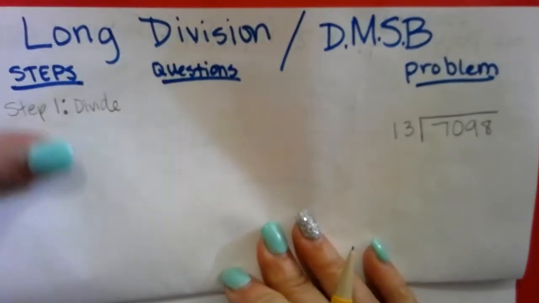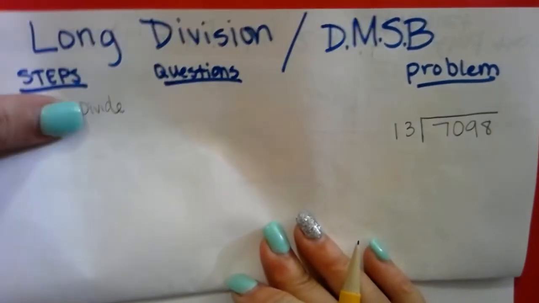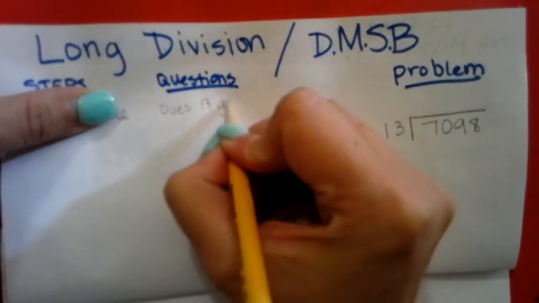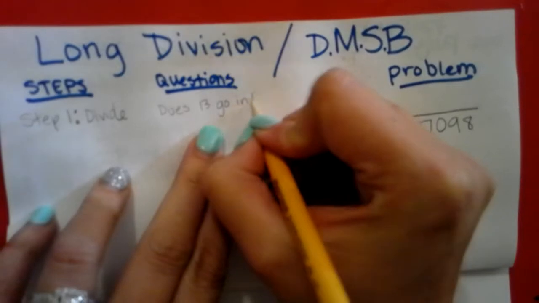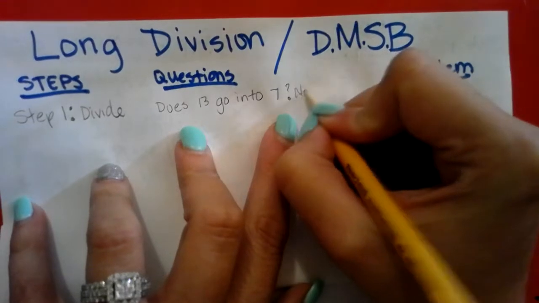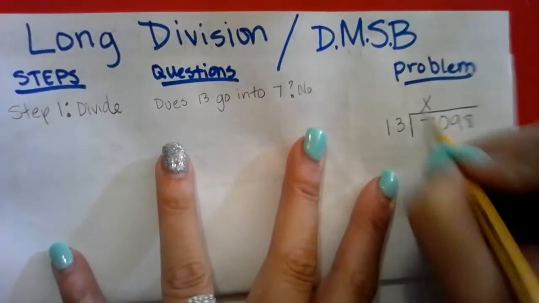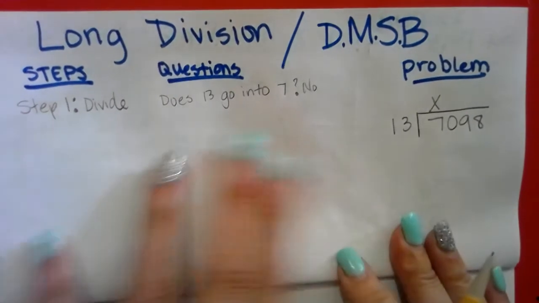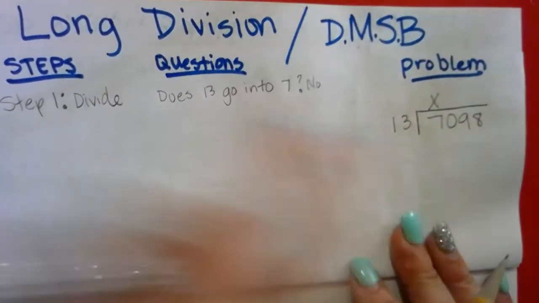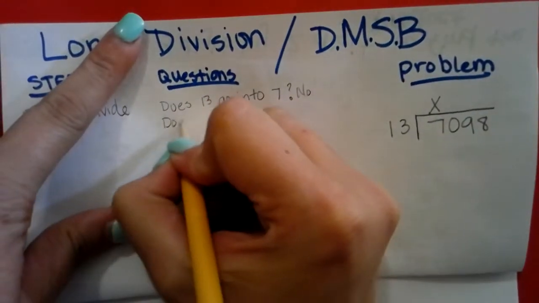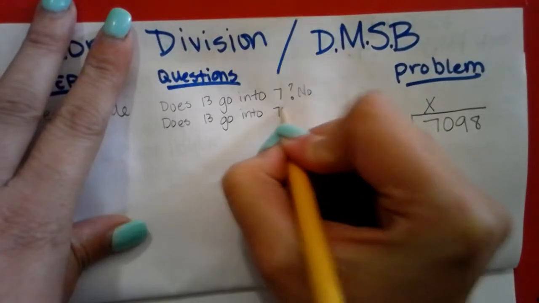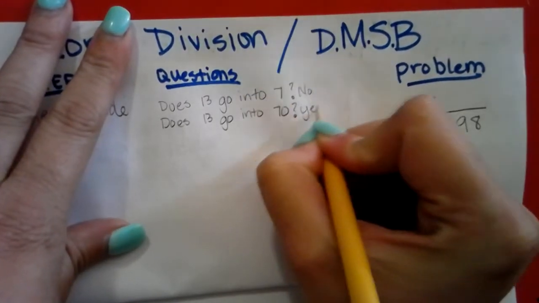So the question that I have to ask myself is, does 13 go into 7? Does 13 go into 7? The answer to that is no. So I need to move over. All right, I'm still dividing because I don't have another step yet. So now I have to ask myself, does 13 go into 70? Does 13 go into 70? That's a question. And yes, it does.